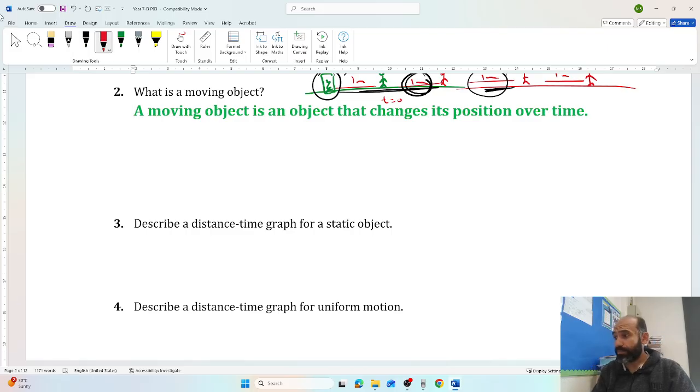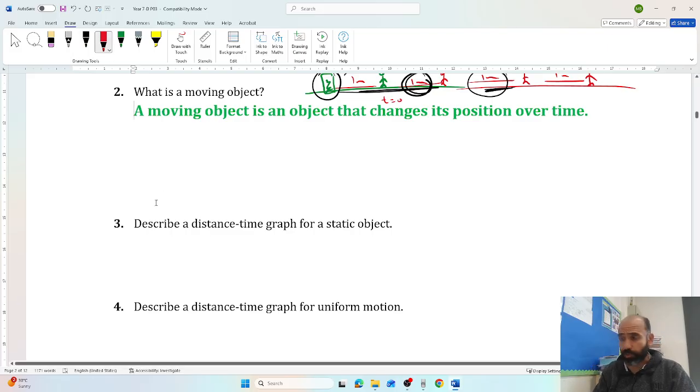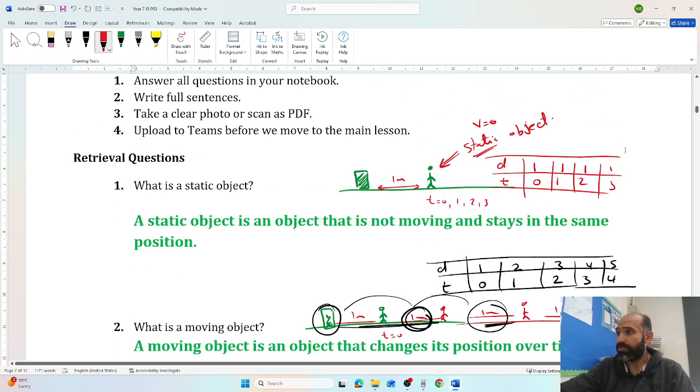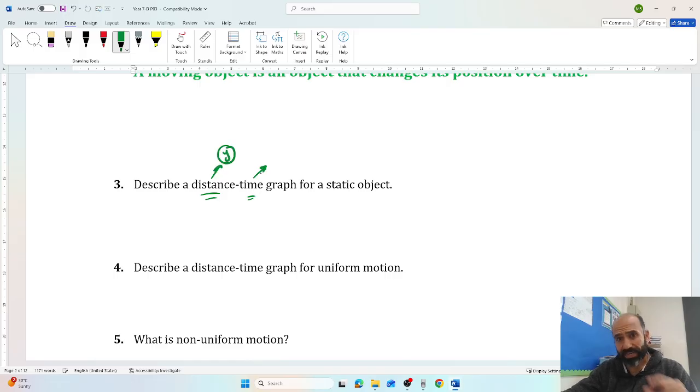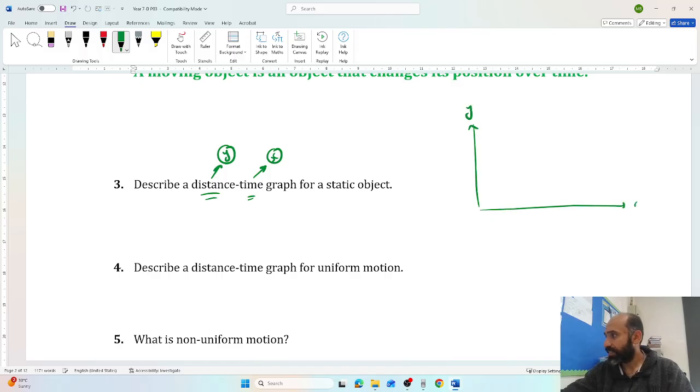For the third question, describe a distance time graph for a static object. We can use the data here, by the way. Can you see this data? We can use it. So distance, it is the value which is written over the y-axis. Time, the second part, it is the value which will be represented over the x-axis. So this is a graph, this is the y-axis, this is the x-axis. On the y-axis, we will represent the distance covered by the object in meters, and over the x-axis, we will represent time taken by the object to cover this distance in seconds.